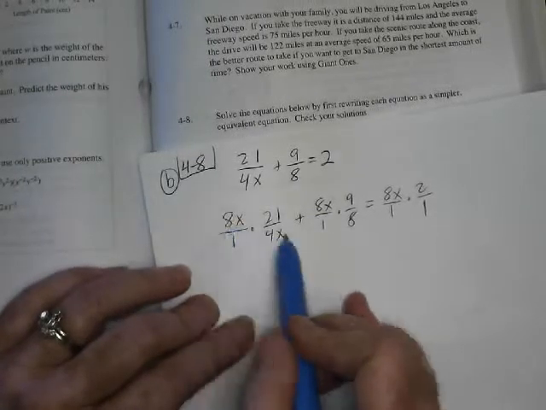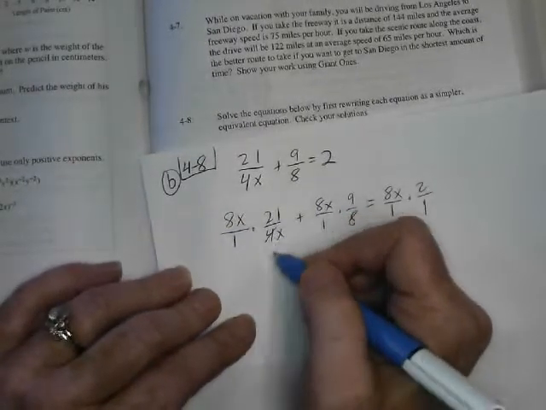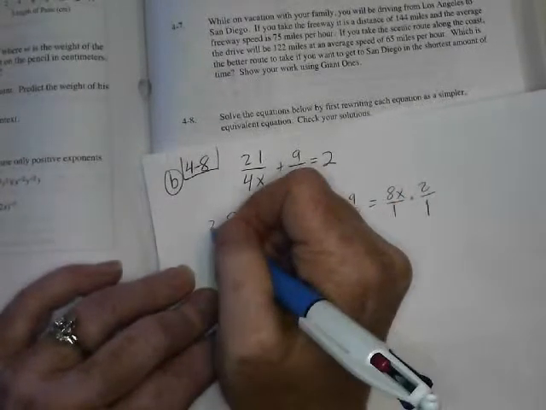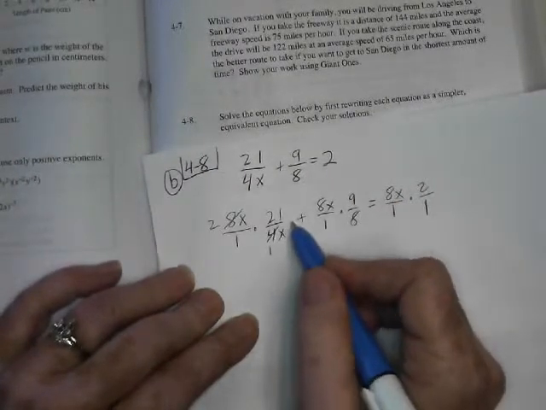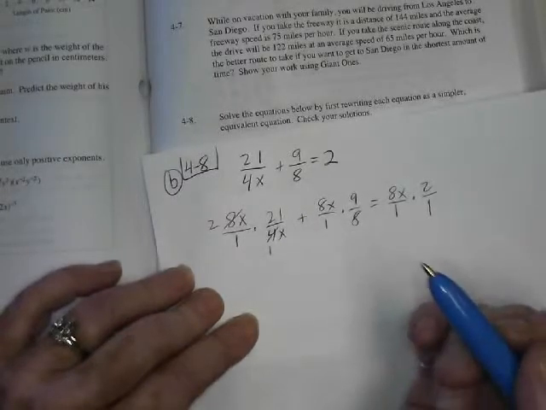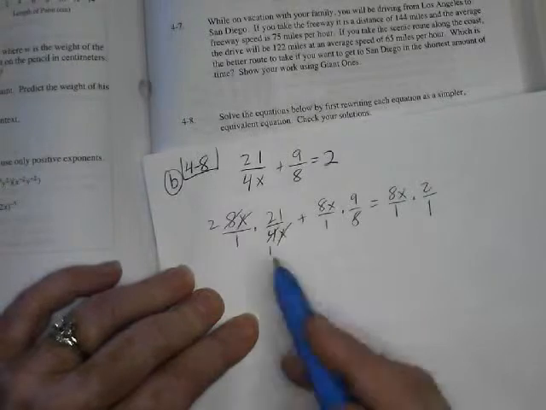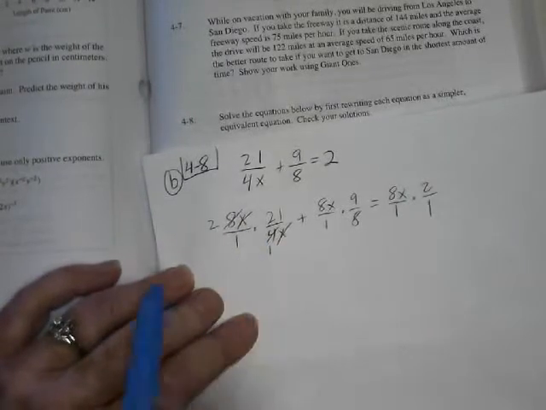So, diagonally, this 4 can turn into a 1, and what does the 8 turn into? A 2. And what happens with these x's? They cancel out, right? Yes, they do, because it's like a giant 1. x divided by x is just 1.